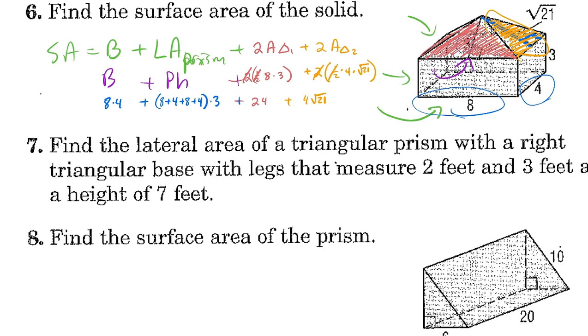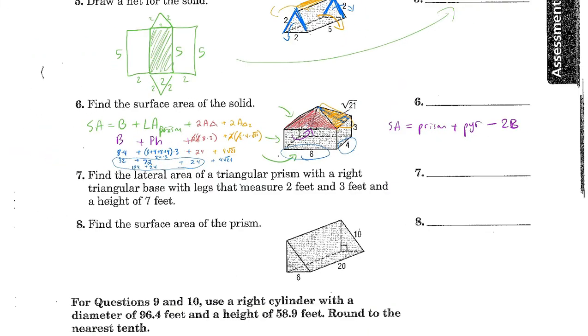All right, so let's add it up. We get 32 plus, what's that, 12 and 12, so that's 24 times 3, or 72, plus 24, plus 4 root 21. So adding these together, that's 104 plus 24, so that's 128. So we get the surface area is 128 plus 4 root 21. Okay, so this plan wouldn't have worked here because we don't have regular pyramids. We can't use that little shortcut idea there.